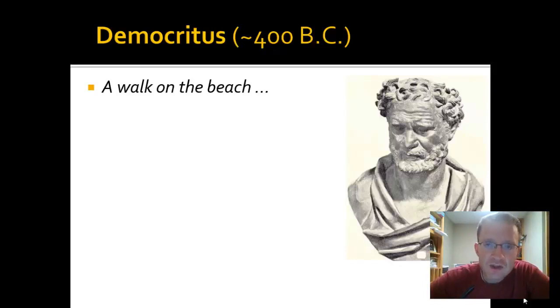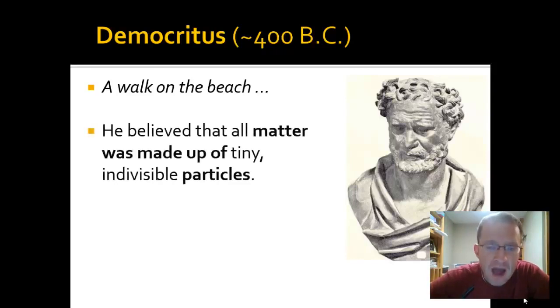And if he took a piece of sand and cut it in half, and then cut that in half, and cut that in half, couldn't he eventually come to a piece that was so small that it couldn't be cut? And he believed that that was true. He believed that all matter was made up of tiny indivisible particles, something so small that it couldn't be cut, the most basic unit of all matter, including those sand grains or the water in the ocean near him. And so he believed that matter had a smallest unit, a smallest particle.